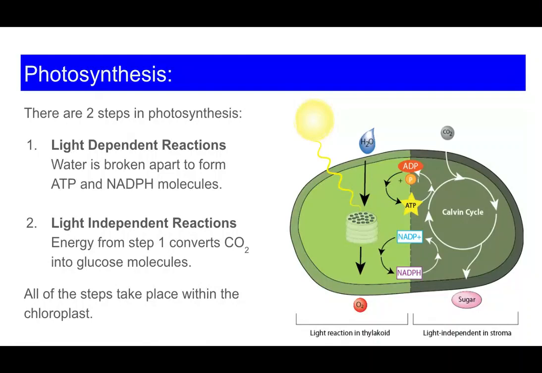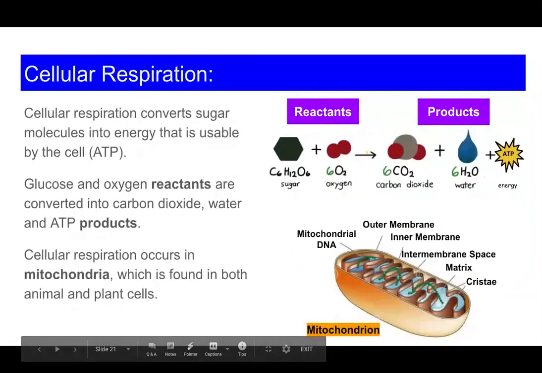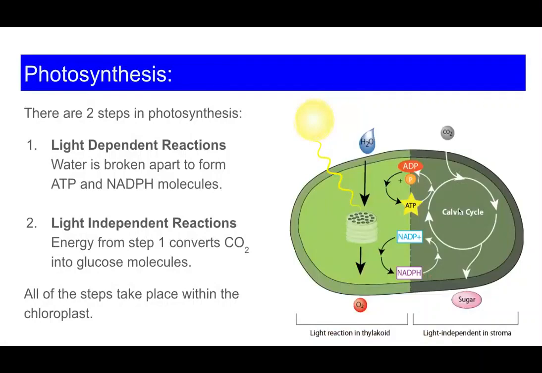And all of this is happening within the chloroplast. That's important because it's slightly different than what we see in cellular respiration. Now, cellular respiration is taking those sugars and converting them to ATP. Now, plants, most of them, have chloroplasts.